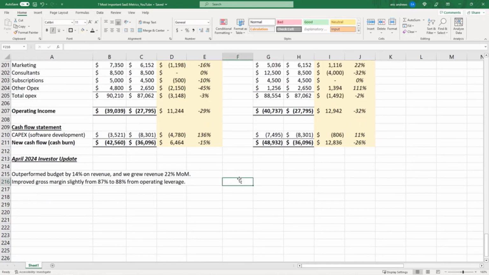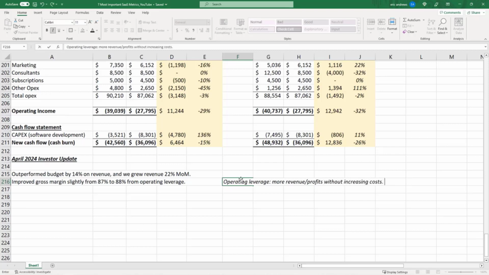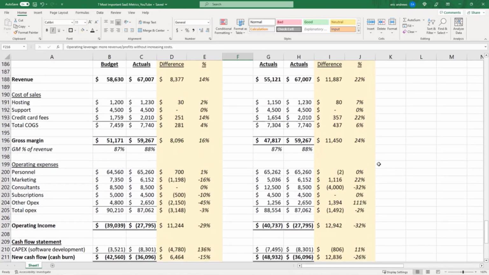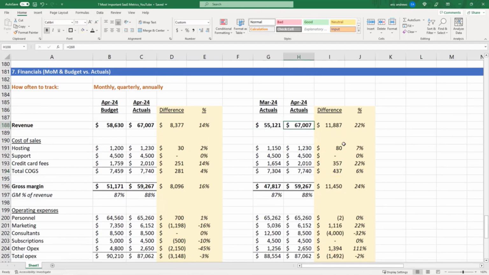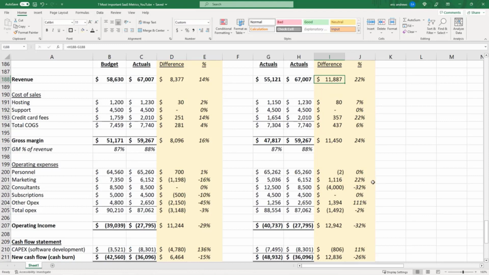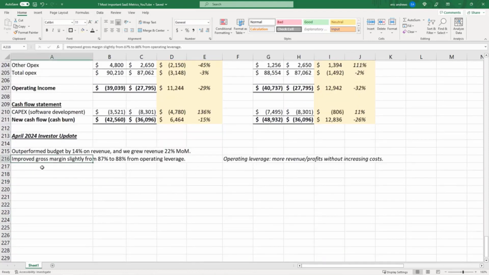And so operating leverage, you'll hear this term sometimes. Operating leverage basically means more revenue and profits without increasing costs. So you have a team in place and you can continue to drive more revenue. You're seeing flat COGS, but you're able to drive more revenue through the same hosting, support, credit card fees, COGS. And so that's called leverage. You're getting operating leverage out of a fixed cost base and then improved efficiency on top of it.